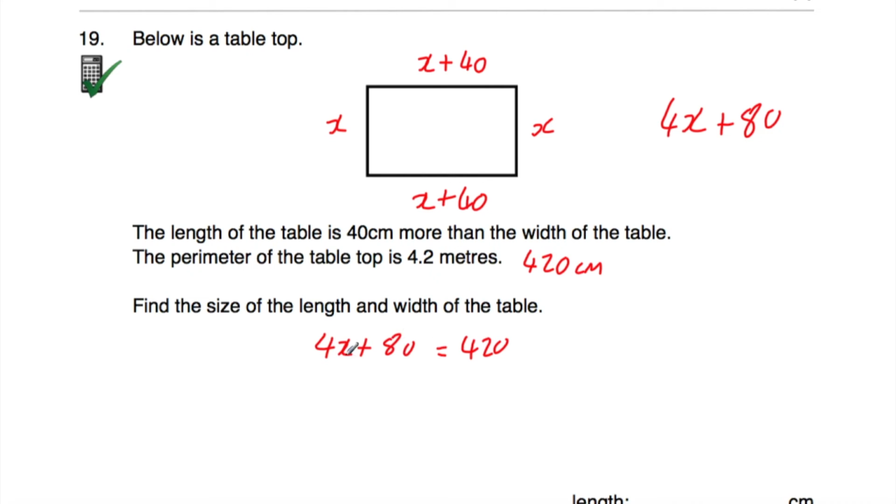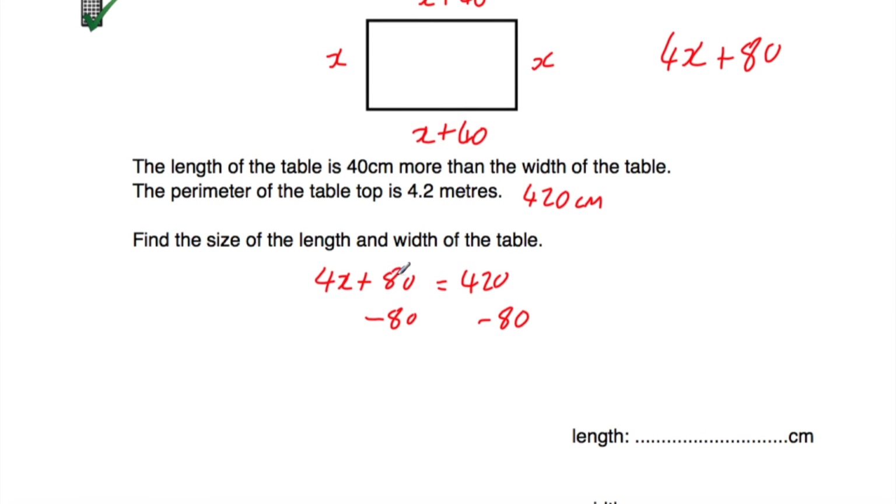Now to solve an equation, we want to find the x on its own. We've got 4x plus 80. So let's get rid of the plus 80 to begin with. So let's take away 80 and take away 80. And I'm just going to scroll down a little bit. So 4x plus 80, take away the 80, would just be 4x. And on the right hand side of the equation, we had 420, take away 80 would be 340. So we now know that 4x is 340 centimeters.